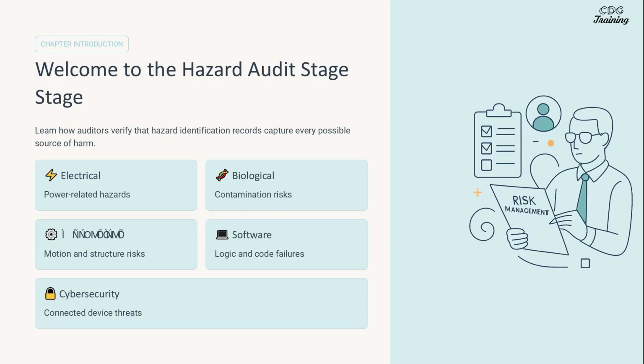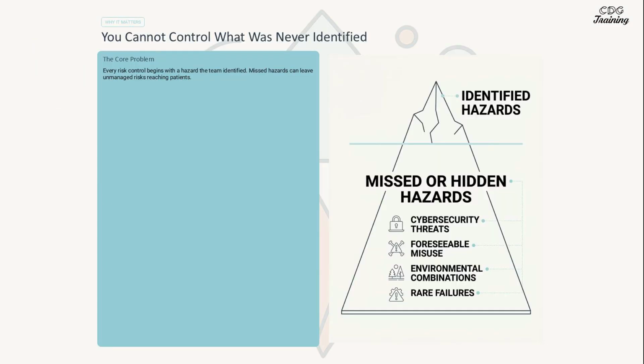Welcome to the hazard audit stage, where we explore how auditors ensure that hazard identification records capture every conceivable source of harm, from electrical and biological risks to cybersecurity threats. Unidentified hazards can lead to significant risks. It's crucial to identify every potential hazard to prevent unforeseen issues from arising.